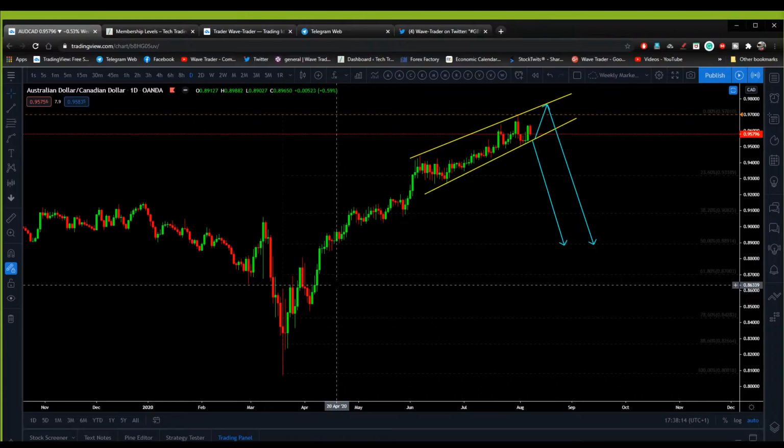Some people are going to say that the Australian dollar is rising because metals are rising, commodities are rising. But that's not true. Maybe it's true for them, but that's not true in my opinion.